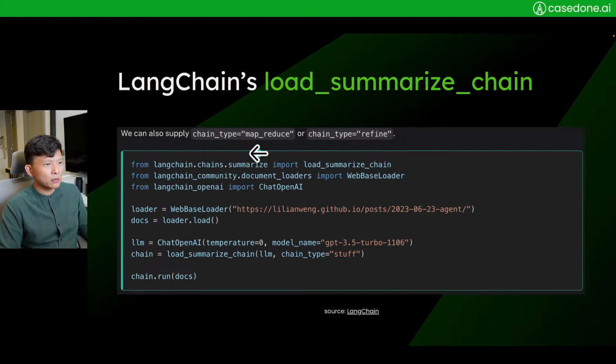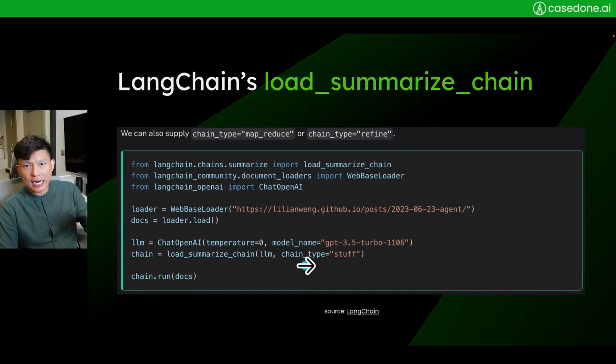In this example, some functions are loaded properly, and the source is a URL. The text of the source is loaded into this document, and then LangChain will say, okay, I'm going to use the ChatOpenAI model GPT 3.5 Turbo as my language model, LLM, and this is it. You get a chain by calling load summarize chain, putting in the LLM and the chain type that you want.